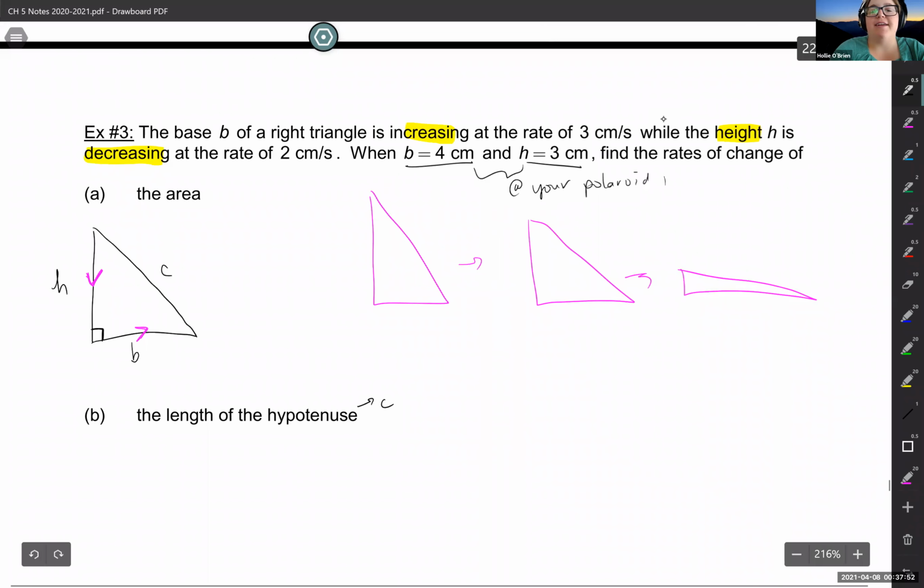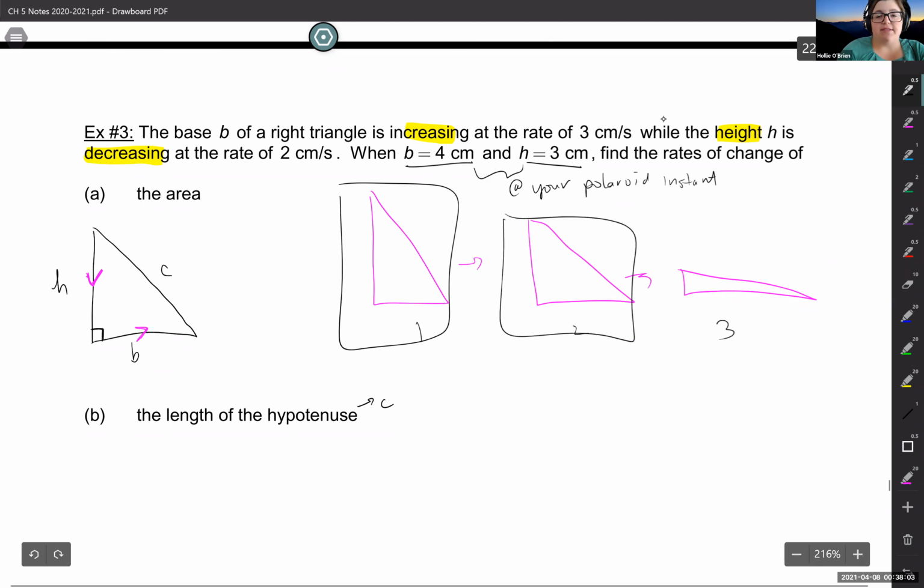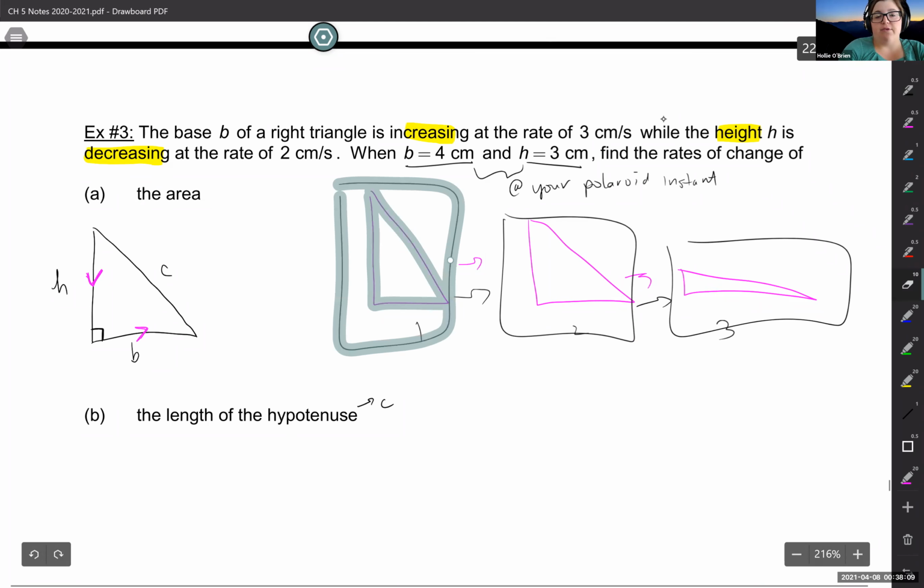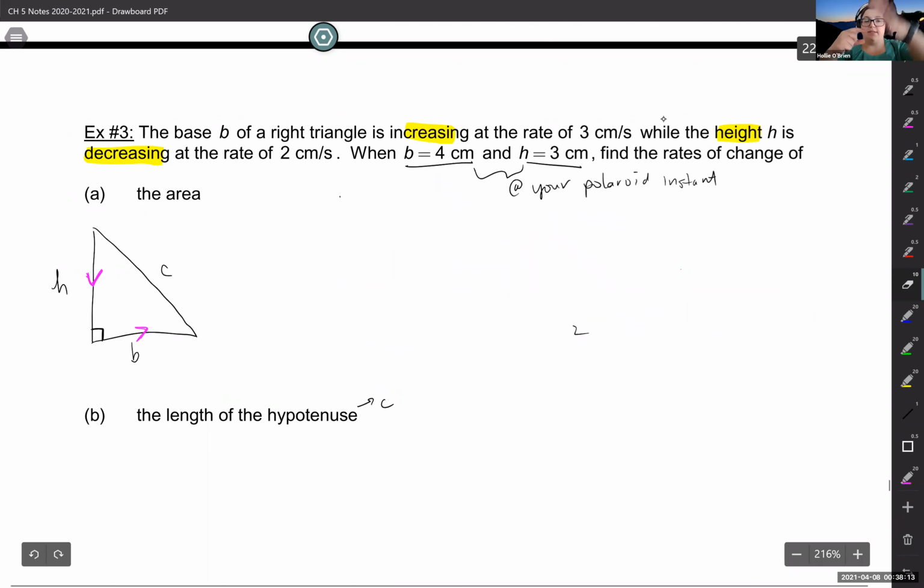All right, your Polaroid instant. Because I showed you, this is literally 3 different pictures, 3 different Polaroids. I have when the triangle looks like this, when it looks like this, and when it looks like this. I showed you 3 different times. Okay, so I, of course, need space to actually do the mathy math, but I was visualizing, showing you what's happening with the triangle.